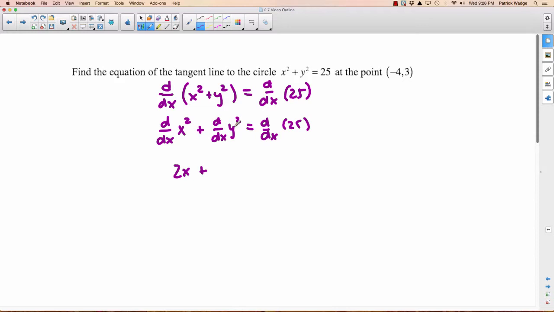You have to think here that your outside function is something squared. Now I know you're saying, well, it's y squared. I know, but we're doing this in terms of x, right? So we have something squared. Your inner function is y, and you want to think of it, it's like y is a function that contains x's.